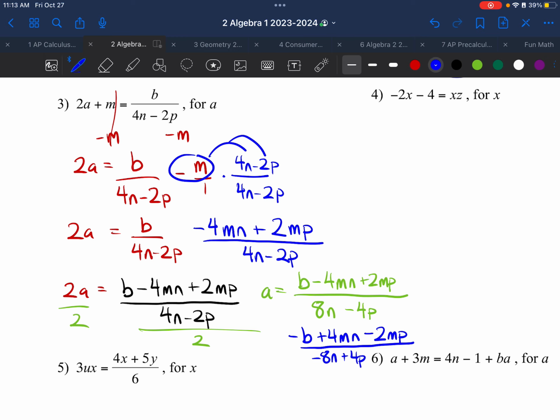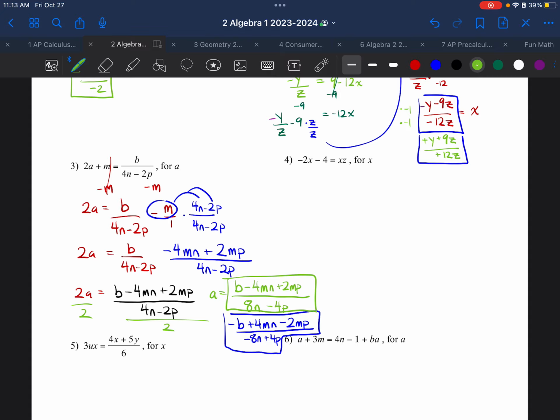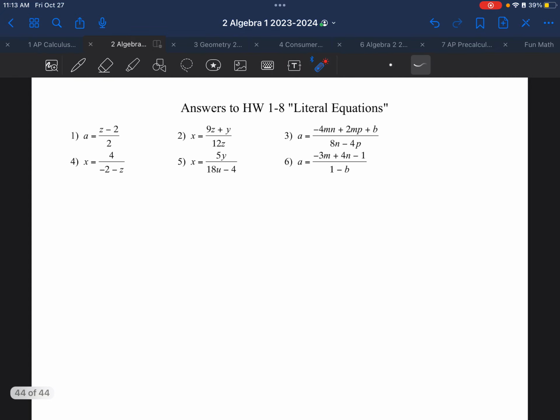Both of these would be correct answers. So let me box this. This is a correct answer. Let me not get rid of 6. And this is also an answer. I wonder which one the answer key chose. Did they do a positive b on the top or a negative b on the top? They did a positive b on the top.